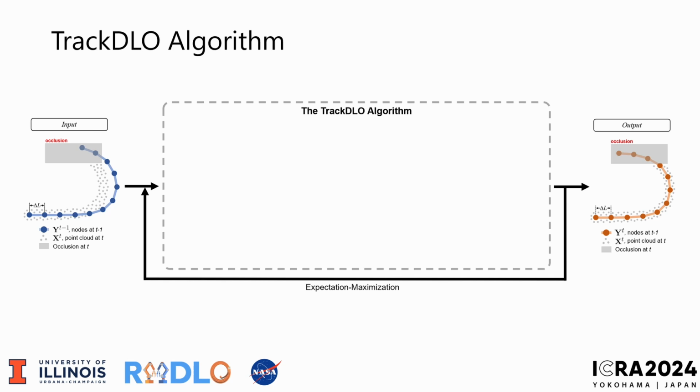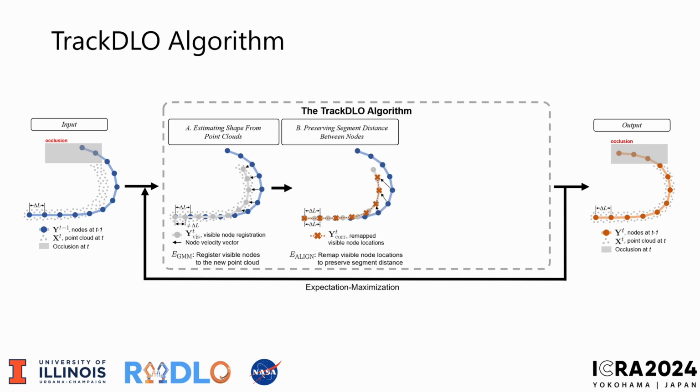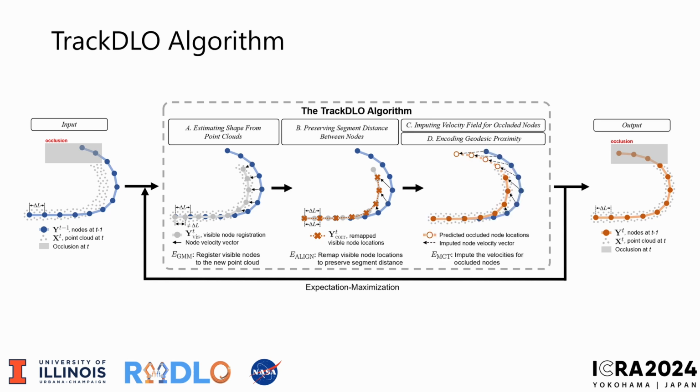The TrackDLO algorithm takes two things as inputs, the point cloud at the current time step t and the DLO nodes at the previous time step t-1. First, TrackDLO estimates the visibility of DLO nodes and registers the visible nodes to the current point cloud. Then, it remaps the visible node positions to preserve the distance between adjacent nodes. Finally, it registers all DLO nodes to the new point cloud. The visible nodes will have the remapped node positions as references, while the occluded nodes will have their displacements imputed from the displacements of the visible nodes. Geodesic proximity is encoded in the imputation step.